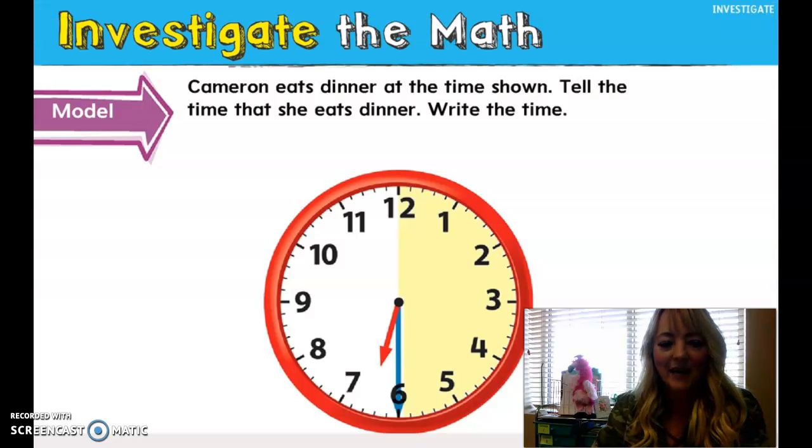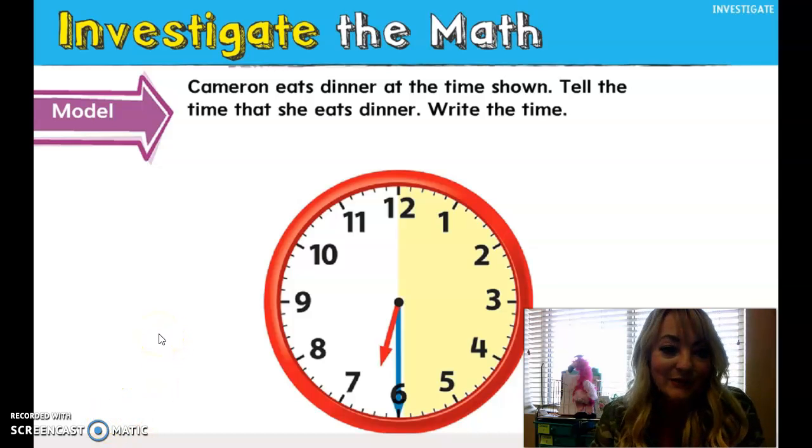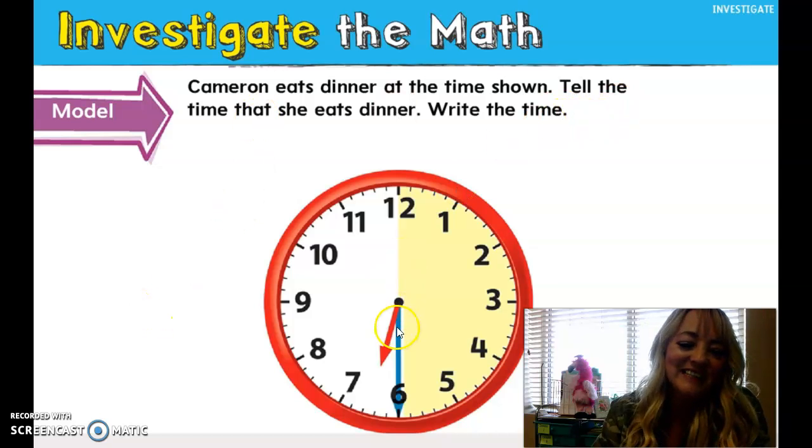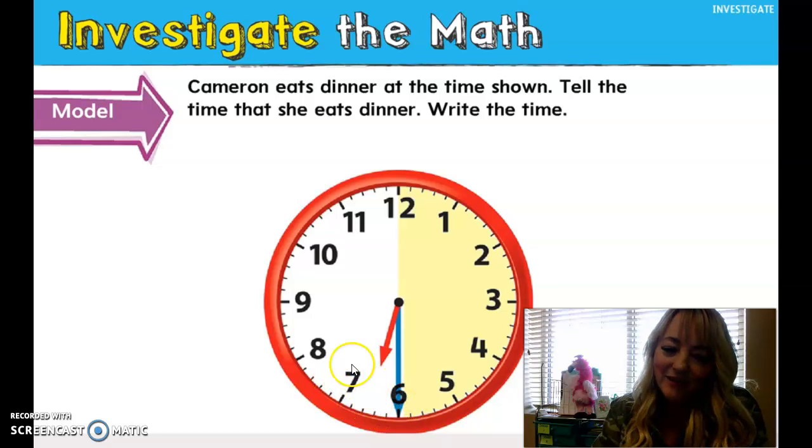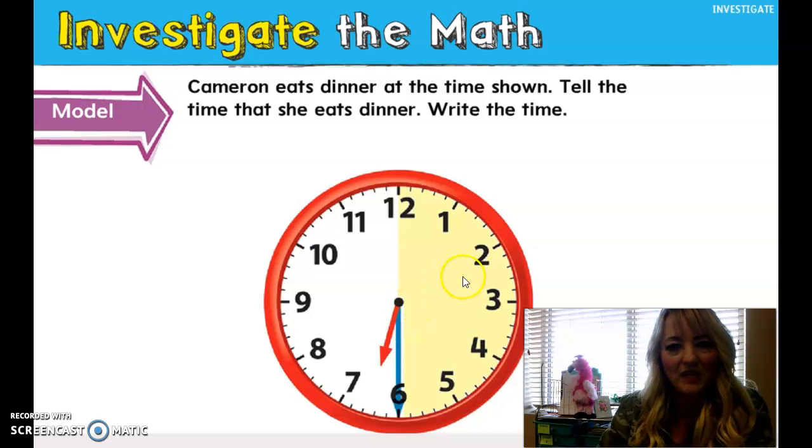Cameron eats dinner at the time shown. Tell what time. It says tell the time. Oh, sorry, tell the time that she eats dinner. I guess that makes sense. I'm losing my mind. Now write the time. So remember we talked about when it's between, you don't say 7 o'clock until the hour hand goes past the 7, or you can just think about it being the lesser number. So between the 6 and 7, 6 is the lesser number, so we would say 6 and then straight down 30, or half past 6. 6:30 or half past 6.